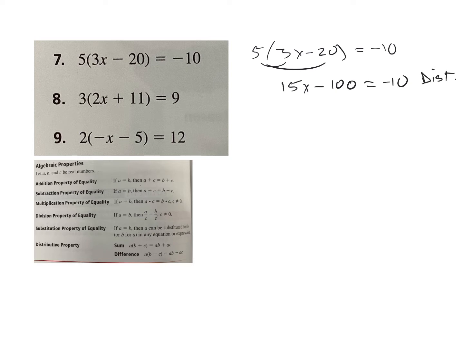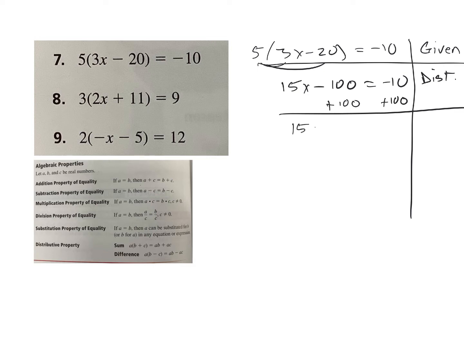Number 7, let's go ahead and do this. So 5 times (3x minus 20) equals -10. So you have the properties there, try to do it on your own, and then come back to this. So 15x minus 100 equals -10, so that's the distribution property of equality. So start drawing this line. This is our given. This is what 2-column proofs are going to look like. So now I'm going to add 100. And that's 15x equals 90.